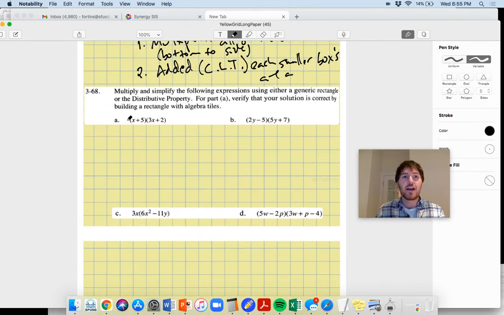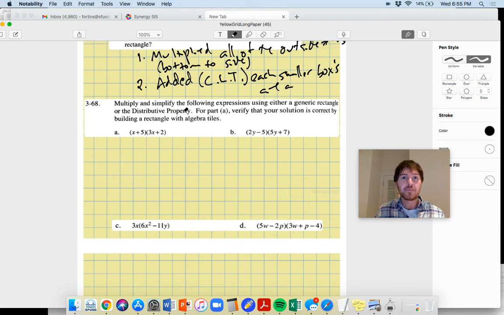Okay, check this one out here. 368. Multiply and simplify the following expressions using either a generic rectangle or the distributive property. So here we're definitely going to use the generic rectangle. Don't use the distributive property here because it gets really messy, right? You gotta multiply 4 times here, okay? This is super messy. Guys, generic rectangle is how I want you doing this here. X plus 5 times 3x plus 2, okay?